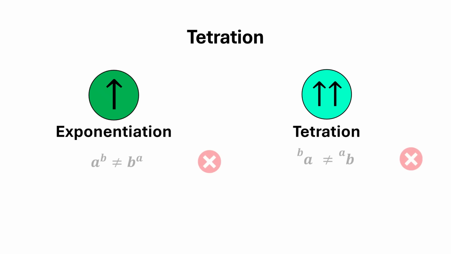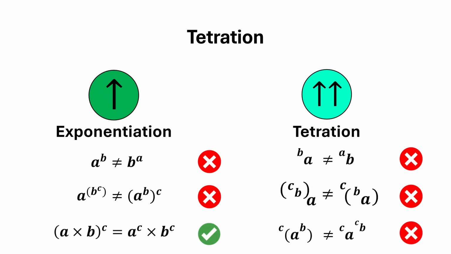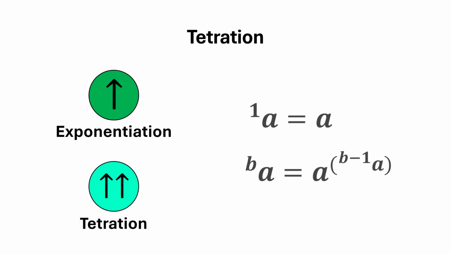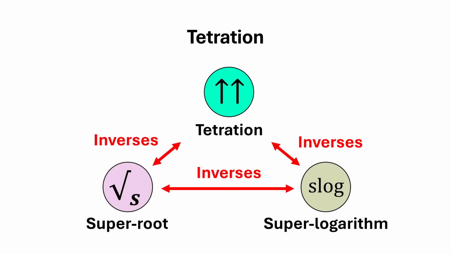Some interesting arithmetical properties stop working after exponentiation, so tetration remains not commutative and not associative, and this time it doesn't distribute over the previous hyperoperation. It can also be defined using recursion in terms of exponentiation, just like how we have seen previously. Its most popular property is how fast it grows, even faster than exponentiation. It also has two inverse operations, the superroot and the superlogarithm.